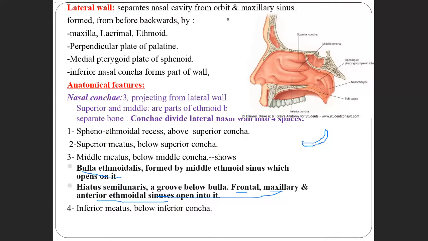In the next slides, the divisions of the ethmoidal sinus will come. So what are the divisions? I will tell now, and I will repeat there also. The ethmoidal sinus has three parts: one is anterior, posterior and middle ethmoidal sinuses. So there are three ethmoidal sinuses. And the inferior meatus is below the inferior concha.